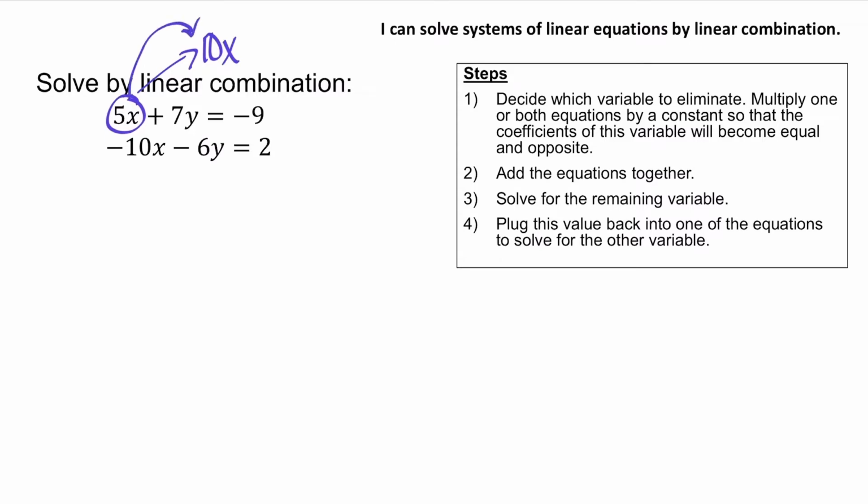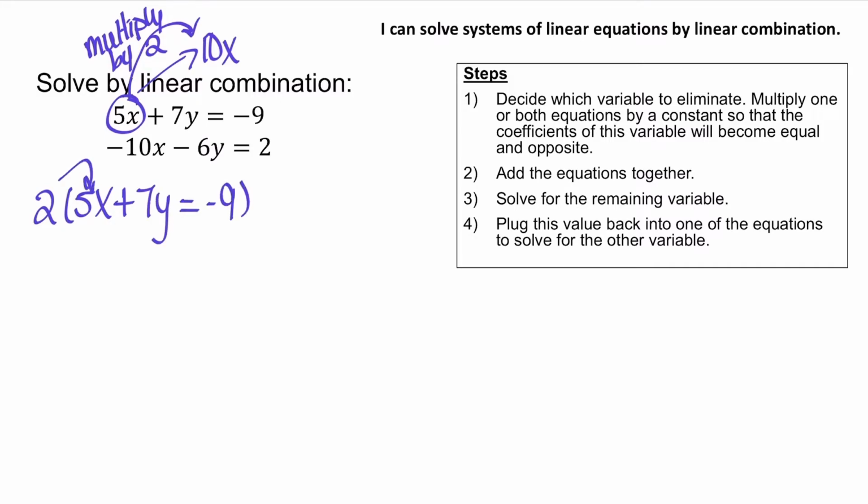So I need to now figure out a way to turn this 5x into a 10x. So what I can do is I can go ahead and I can multiply by 2. Right? If I multiply that first equation by 2, I will actually end up with 10x. So that's actually exactly what I'm going to do. So I'm going to multiply every single term in the first equation by 2, which gives me 10x plus 2 times 7, which is 14y, equals 2 times negative 9, which is negative 18.